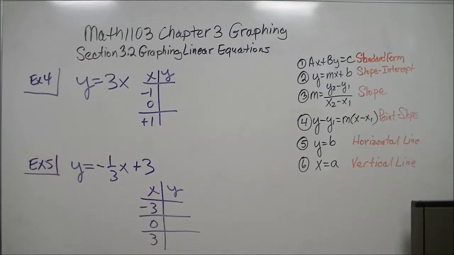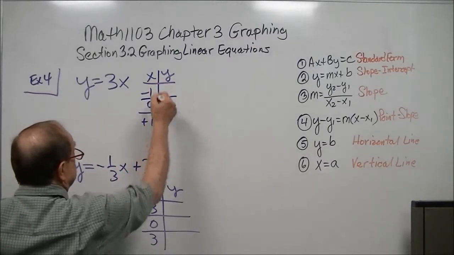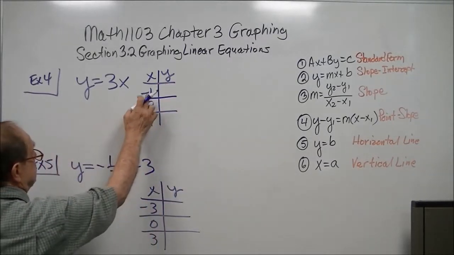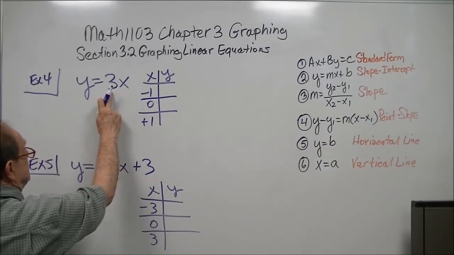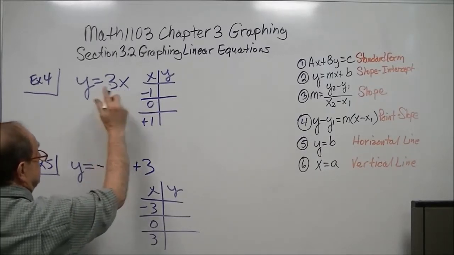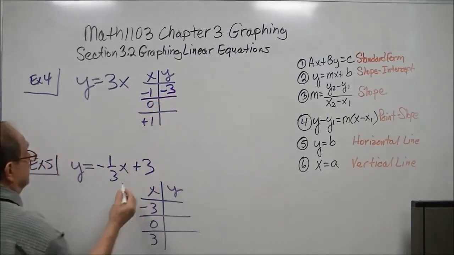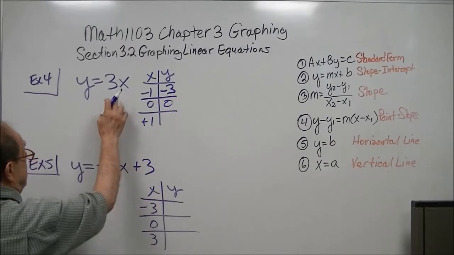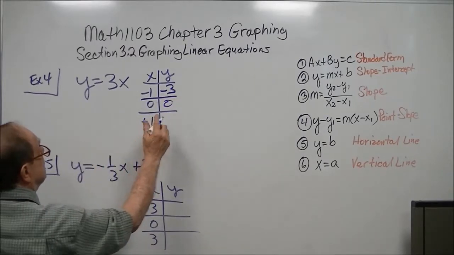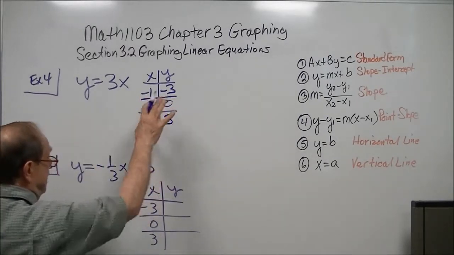Now you recall we did give you a little hint of this in section 1. But again, we're just using our standard t-chart. If x is a -1, 3 times -1 is -3, so y equals -3. If x is 0, y is 0. And if x is a +1, y is 3. And we'll graph these in a minute.